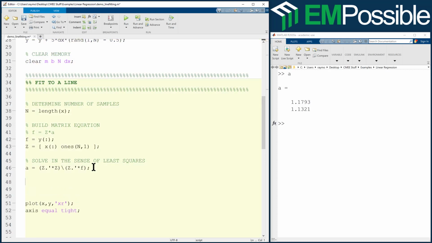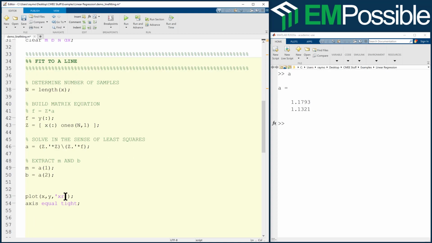And what I might want to do then is extract M and B from A. So I might say M, that's the first number in A, and B is the second number. Now, how do I know this is the first and second number? Because that's how it was formulated in the notes. I could easily formulate it with the other way around. That would actually swap the columns in Z. But this is how I formulated it, with M being the first number and B being the second number.